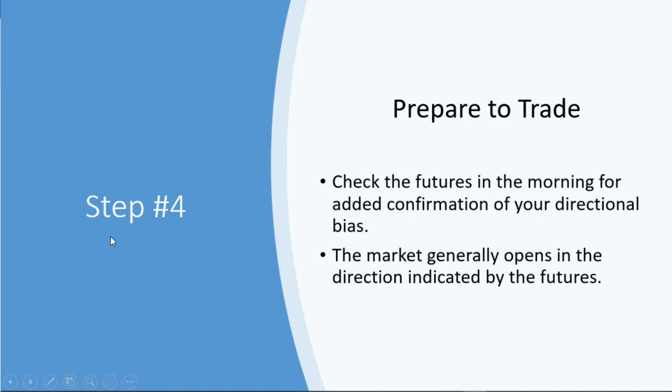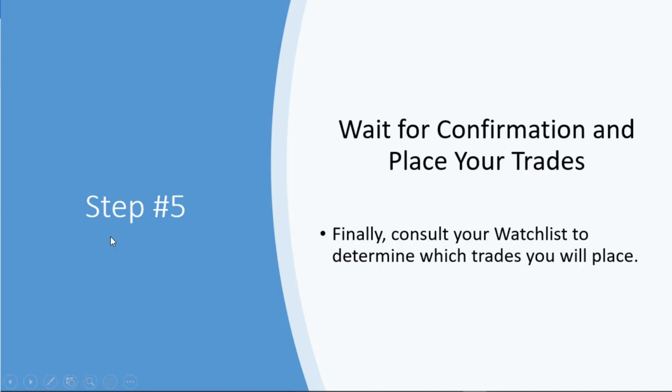So you want to check the futures the following morning for added confirmation of your directional bias. The market does generally open in the direction indicated by the futures. So the night before, if you have a bullish directional bias heading into the next day, you check the futures in the morning, and the futures are up, things are looking great. It's likely, as long as you get confirmation the next day, you're able to place those trades, and that's step number 5. Wait for confirmation and place your trades.